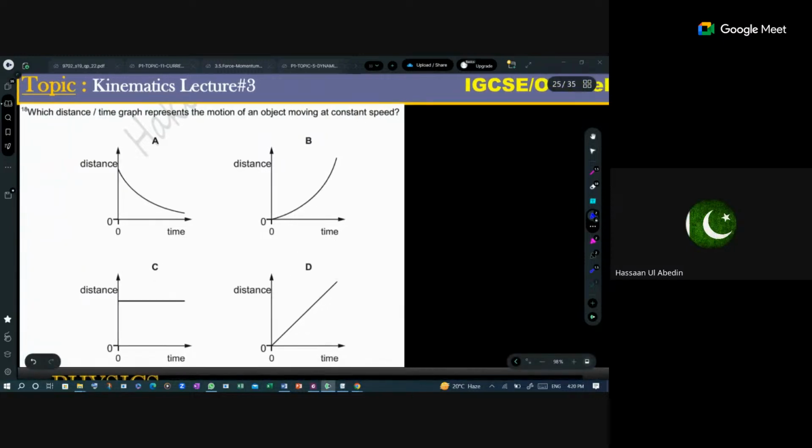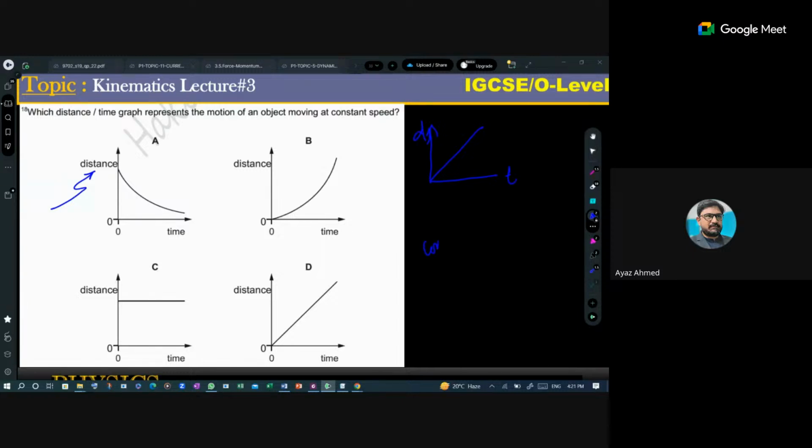Sir, in the second one, the speed time graph, there was a horizontal line. Yes. In these types of questions, a very important thing is the labeling of the y axis. Here in the y axis you have distance. If the distance time graph has a constant gradient, then this shows that its speed is constant. Got it?